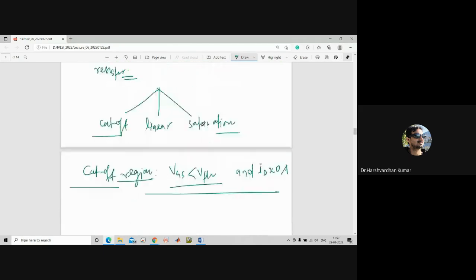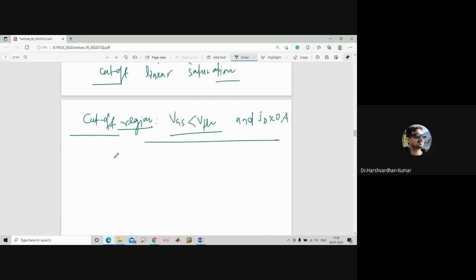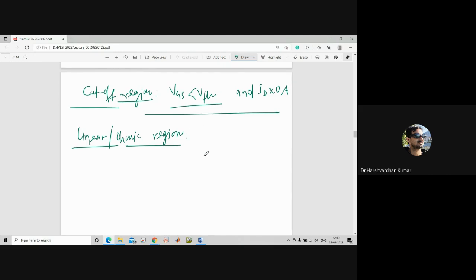Okay, now we will talk about the linear region. Just give me 5 to 10 minutes to explain everything. Now we will talk about the linear or ohmic region. What happens in the case of the linear or ohmic region? When the channel forms in the NMOS transistor, first let me clarify something, then we will go ahead.